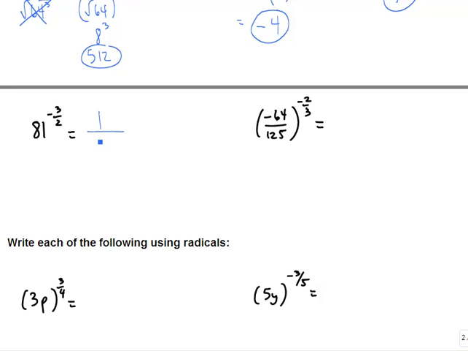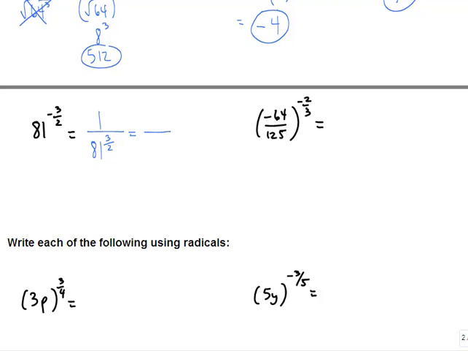So I'm going to put it underneath a 1, and now this becomes 81 to the positive 3/2. So once you do that flip, or do that reciprocal, the exponent becomes positive. And you want to take care of that first. Take care of that negative exponent first before you start simplifying what's left over.